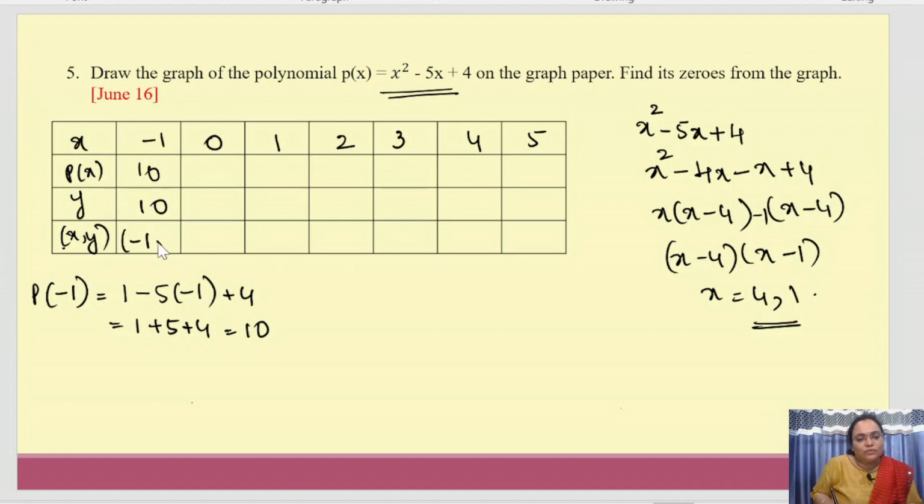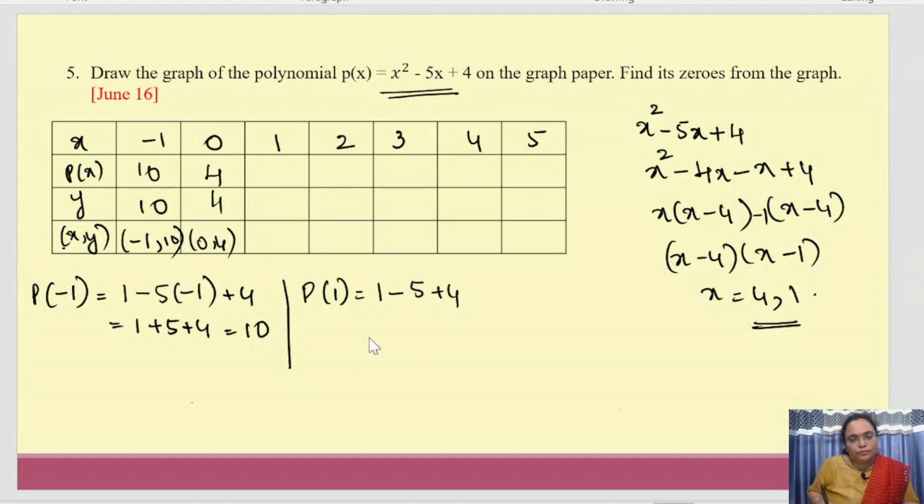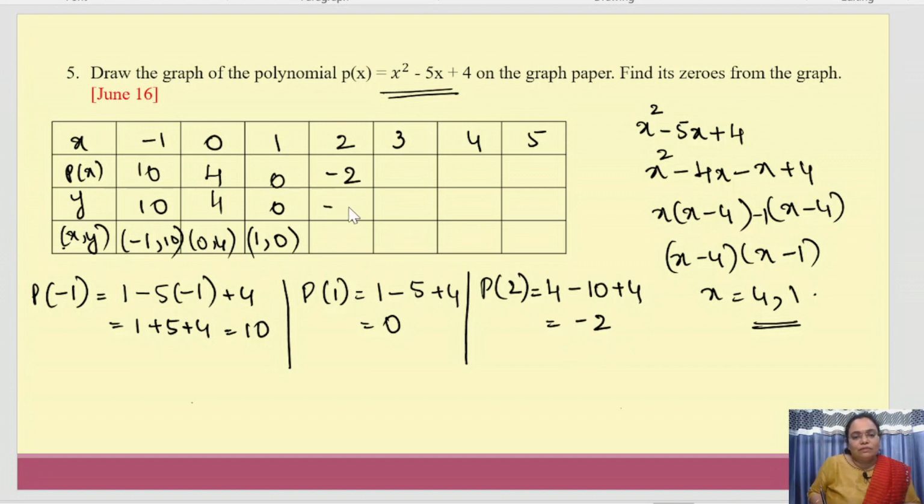The coordinates are minus 1 comma 10. And if you substitute p of 0, this will be 0 and this will be 0. You will remain with 4. Okay. So this is 4. Coordinates are 0 comma 4. And if you substitute 1 in p of x, you will get 1 squared is 1 minus 5 plus 4, which is 0. Okay. Coordinates will be 1 comma 0. And if you substitute 2 in p of x, you will get 2 squared is 4 minus 5x, 5 into 2 is 10, plus 4, which is minus 2. So coordinates will be 2 comma minus 2.